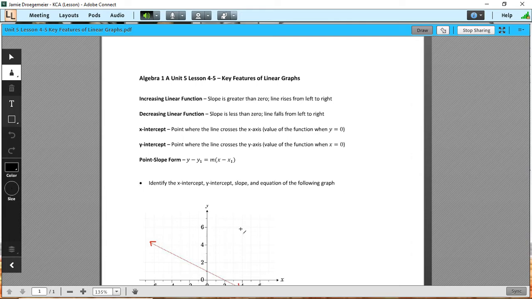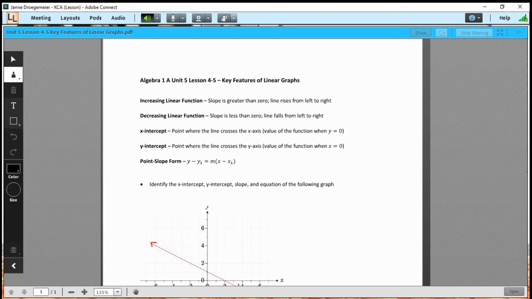If I have a decreasing linear function, that means it's going to have a slope that's less than 0, so a negative slope, and that line is going to fall as I move from left to right. So the graph that you're seeing down here at the bottom of your screen, this would be a decreasing linear function because as I move from the left to the right, that line is falling.